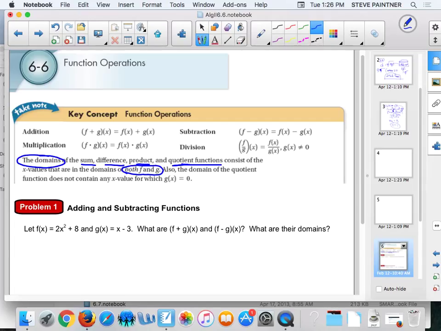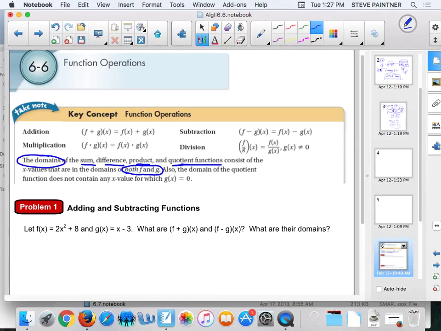Ready? Here's function f. Only positive numbers work. Here's function g. Anything works. All real numbers. What do the two groups share when I put them together? Positive. Only positive. So that's it. The answer is positive numbers. So that's what they mean by it. They must be in both f and g.